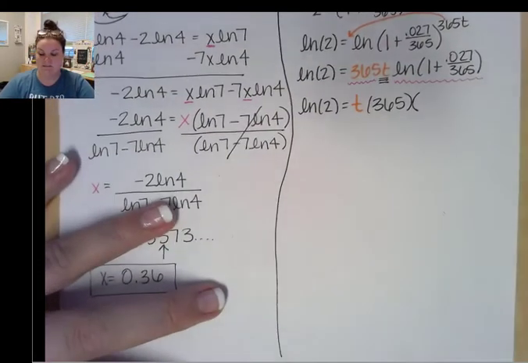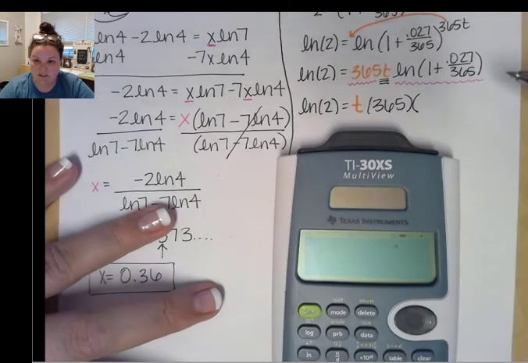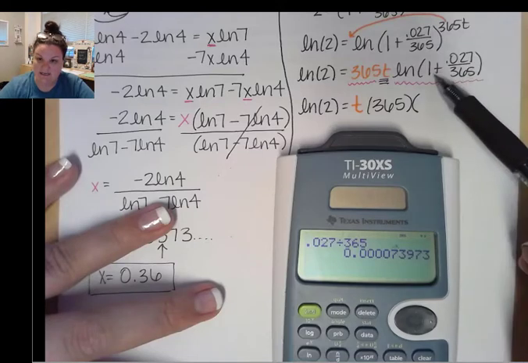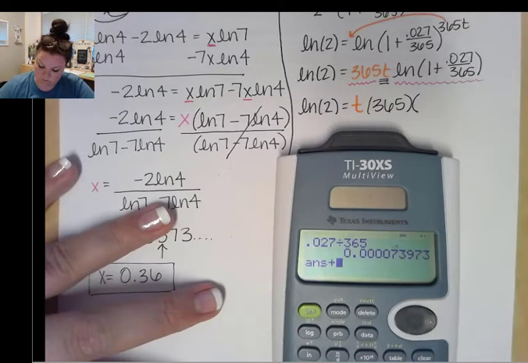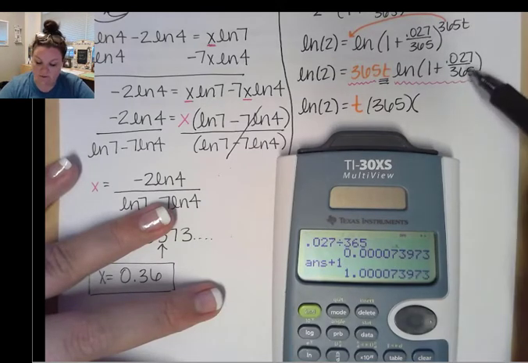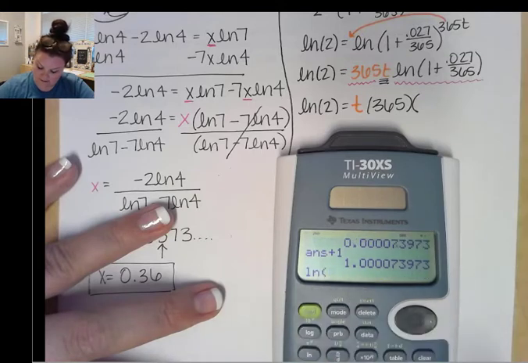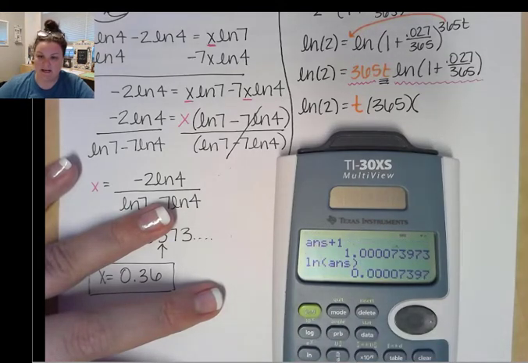To punch that into my calculator, order of operations says I need to do this division first. So 0.027 divided by 365. And then I need to add the 1, so plus 1. Okay, so that's what this inside piece equals. Now I need to take the ln of it. So I'm going to do ln of my last answer. And that's what I get.